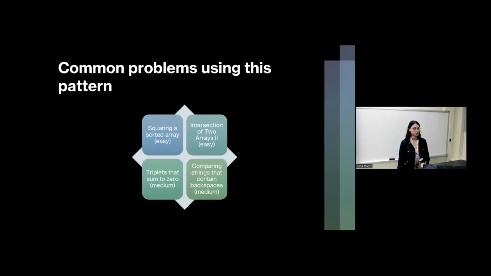So, common questions that use this pattern. Pay attention to the titles of the questions. Squaring a sorted array, intersection of two arrays, triplets that sum to 0. So we're summing up three, which is very similar to the previous question I showed. Our target value is 0, and we keep summing up triplets and find whichever sums up to 0. And comparing strings that contain backspaces.